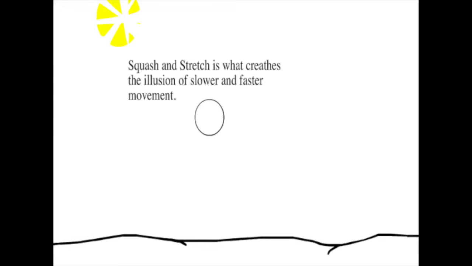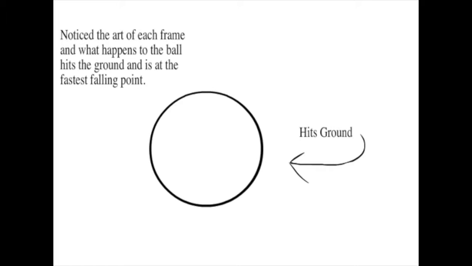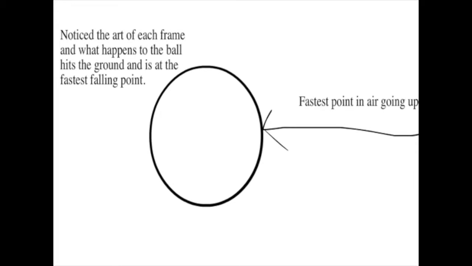Squash and stretch gives a character mass and volume, such as squishing a ball as it bounces, or as a character makes facial expressions or talks. The most common way to do this is to use the free transform tool in Flash to flatten or stretch an object as it moves.